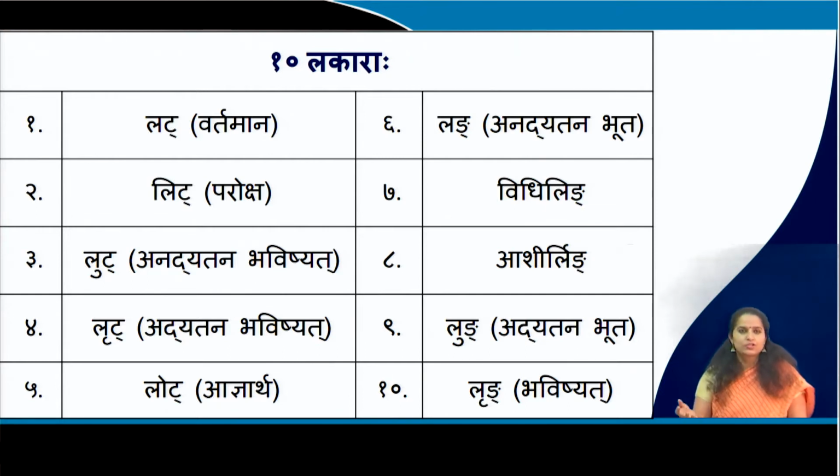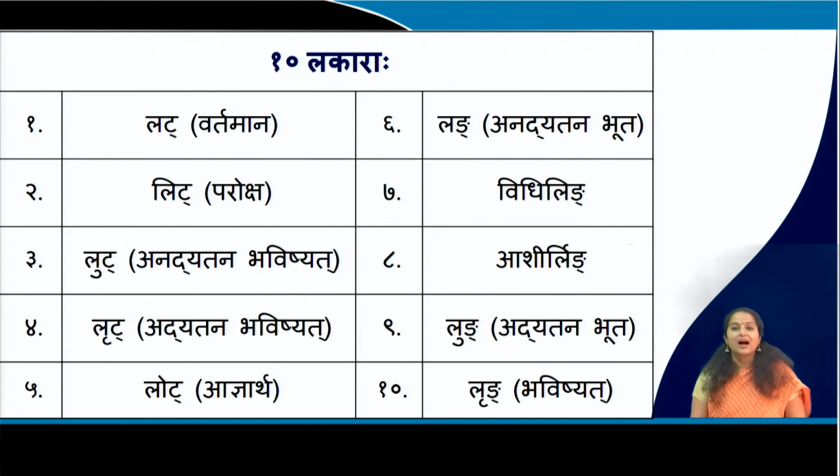So the lut is a future which is not of the present time, but later on, not today's future. Rit, adyatana bhavishyadasti, is within the scope of today, the future that will happen within the scope of today. Lot is the ajna or the imperative mood. Lang is the anadyatana bhuta. So lang is the past tense which has not happened today. Vidhiling is the form that is used for ordaining something which has to be done according to a particular norm.